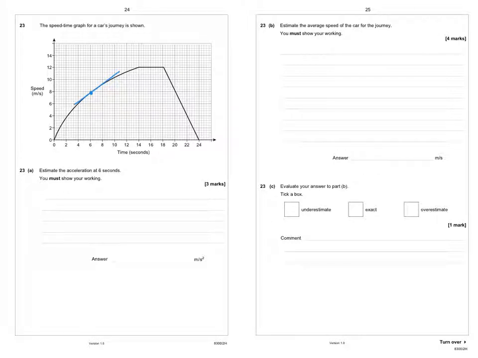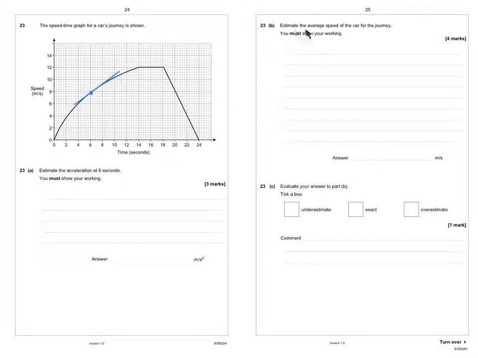So what I'm actually doing is I'm finding the area of this part here. For this section, where the car was traveling at constant speed, I can see that it was going at 12 meters per second, and it did that for 4 seconds. So I'm going to do 4 times 12, which is the height. So 4 times 12, and that's the area of this section of the graph.